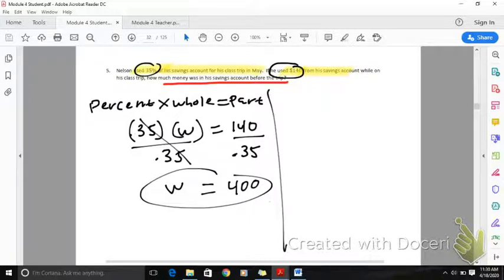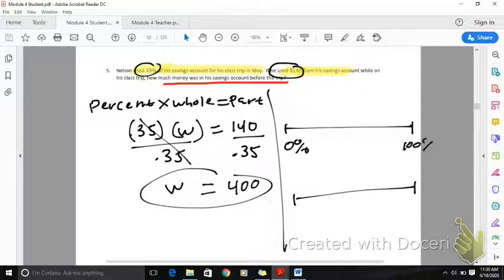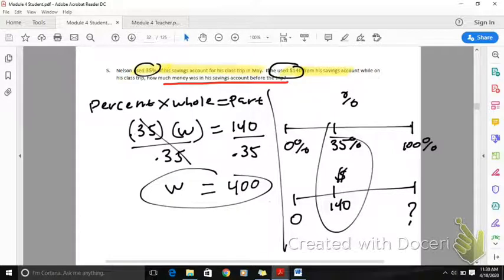Okay, so real quick, the double number line. We have the percent on top. On the bottom, we have the money. 0% is 0. In this problem, they're asking how much he started with. How much was in his account before. So that's 100%. That's what we don't know. They tell us that he used 35%, and they also tell us he used 140. So 140 is 35%. How can we use that to get the whole?